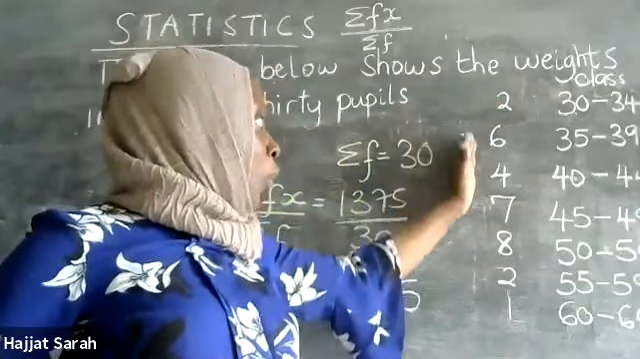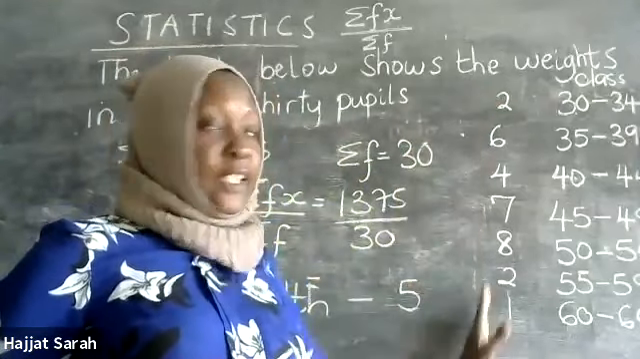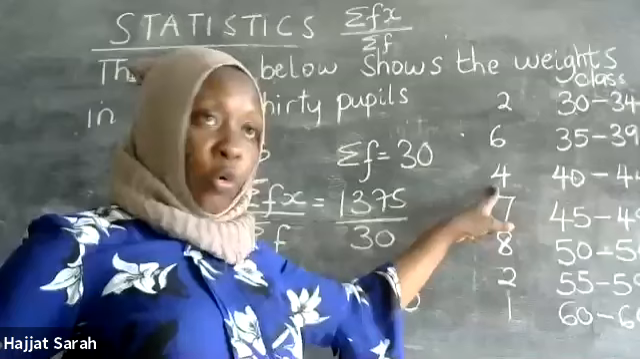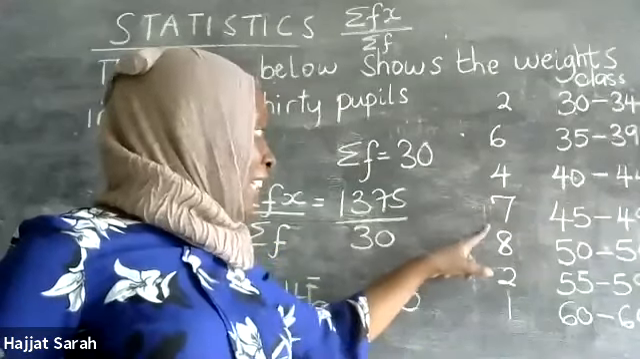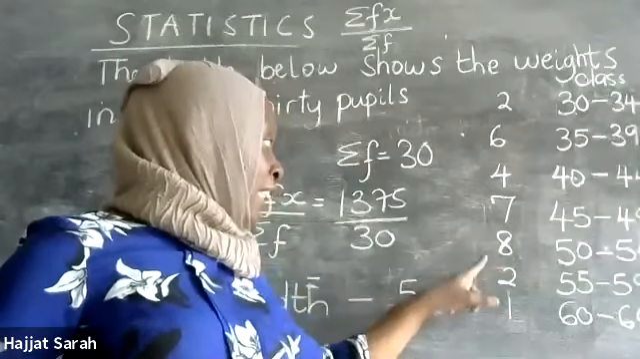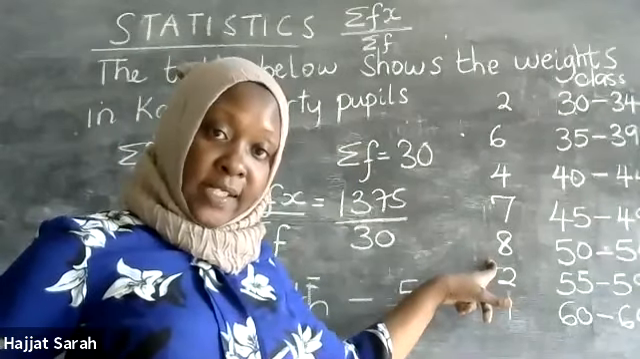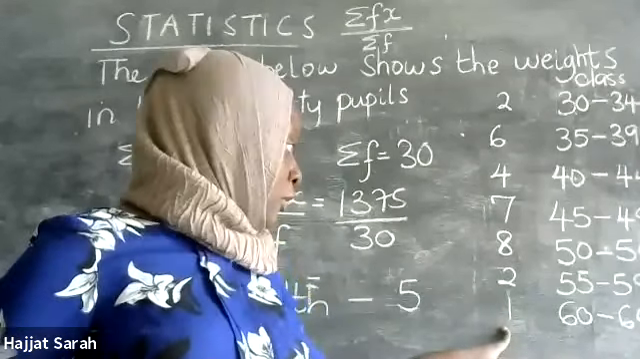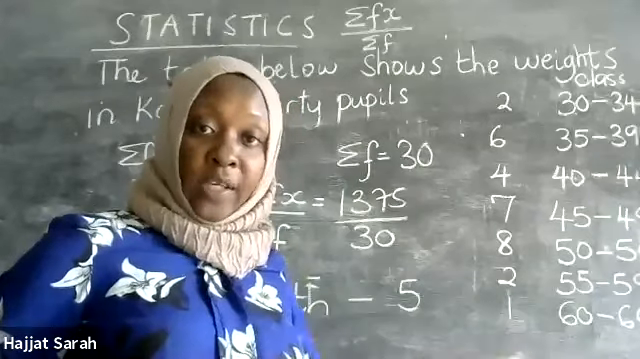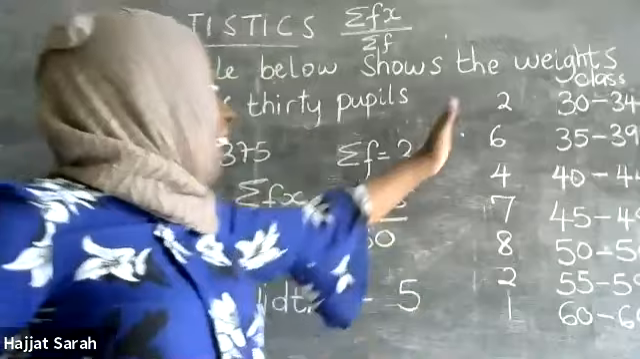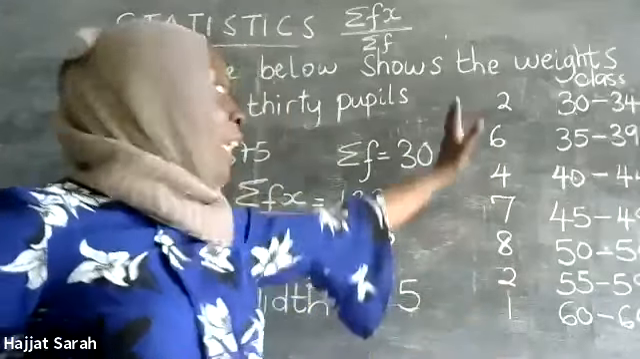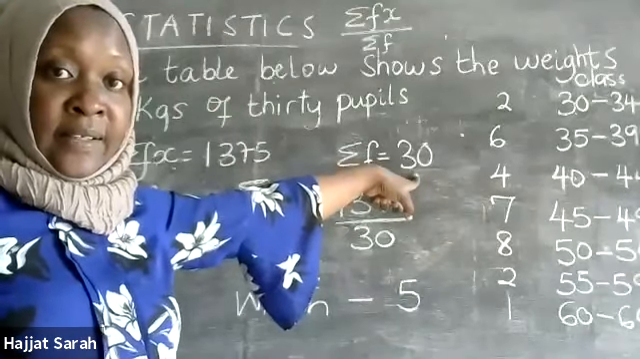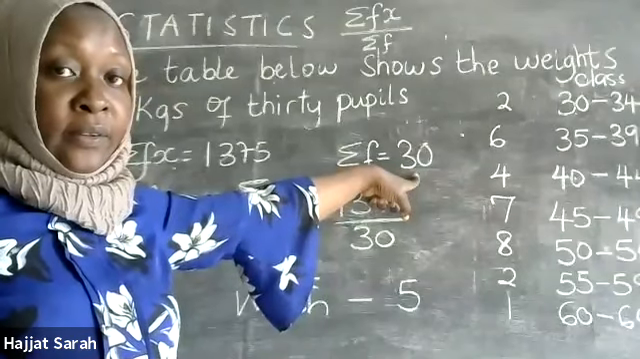So when I say summation of F, it means I'm adding up all those figures. So I wrote down what you gave me for the different classes. 2 plus 6, I get 8. 8 plus 4, I get 12. 12 plus 7, I get 19. 19 plus 8, I get 27. Plus 2, 29. Plus 1, you get 30. That means that my total frequency, how many items are these? They are 30. You get it? Is that okay, Crystal?